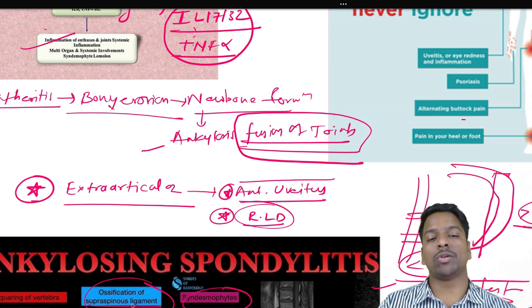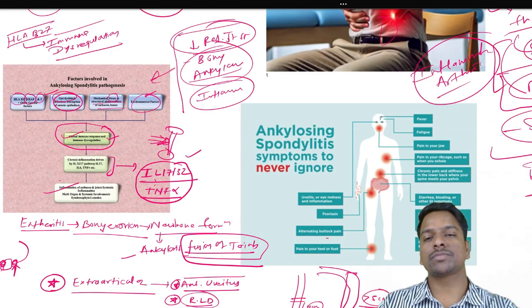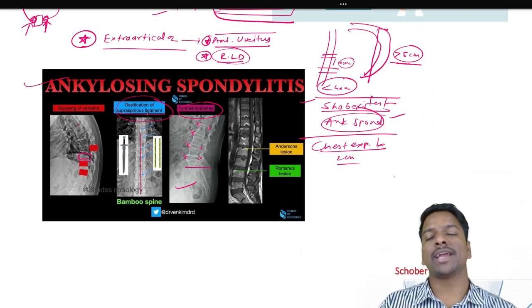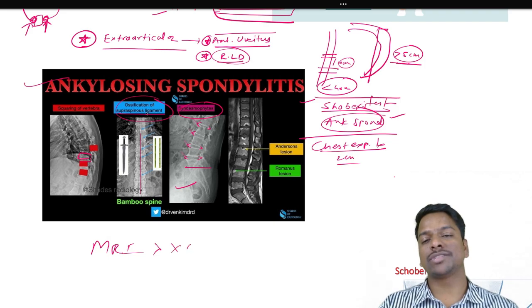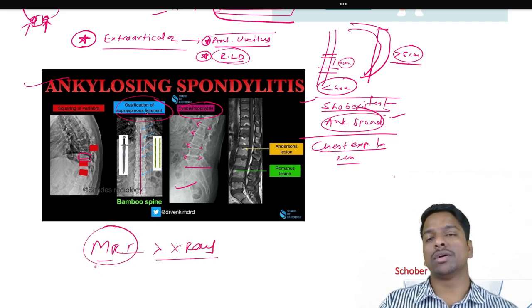Now also there will be chest expansion, which is reduced in this patient. Chest expansion of less than 2 centimeters will occur. Now coming to the X-ray and MRI features in this patient. Make sure you do MRI first, then the X-ray. Why? Because MRI features are detected quite early.